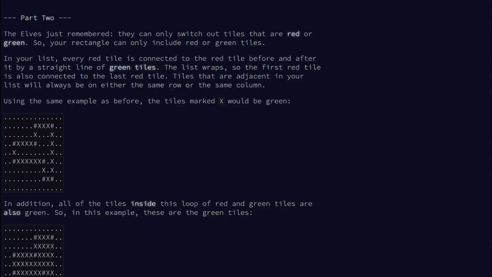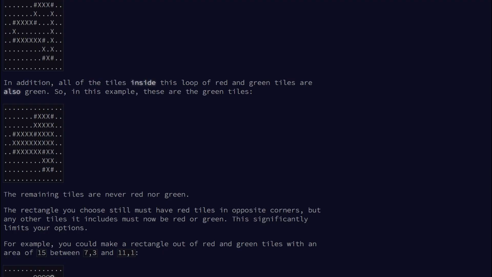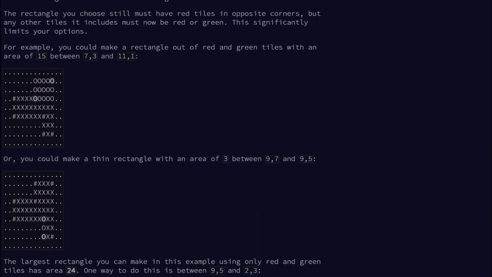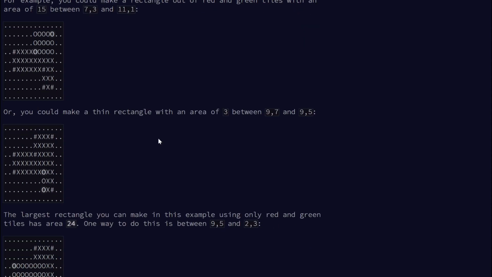Using the same examples given as before, these tiles with X's are green. In addition, all the tiles inside this loop of red and green tiles are also green. So in this example, these are the green tiles. The remaining tiles are not red or green. The rectangle you choose still must have red tiles in opposite corners, but any other tiles it includes must be red or green. So, for example, from here to here is no longer legal because it would include these non-red, non-green tiles.